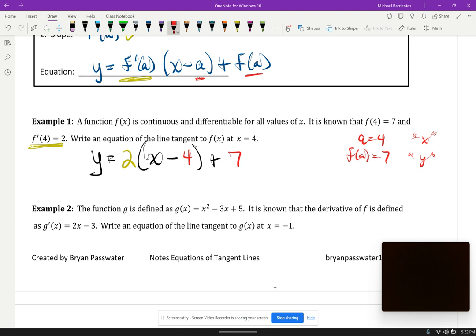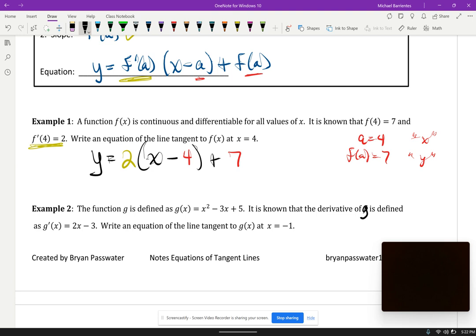The function g is defined as this equation. It is known that the derivative of f is defined as g prime of x equals 2x minus 3. Write an equation of the line to g of x as x equals negative 1. I think there's a typo here. This should be the derivative of g is defined as g prime, because the derivative of g would be g prime, is equal to that. Write an equation of the line tangent to g of x at x equals negative 1.